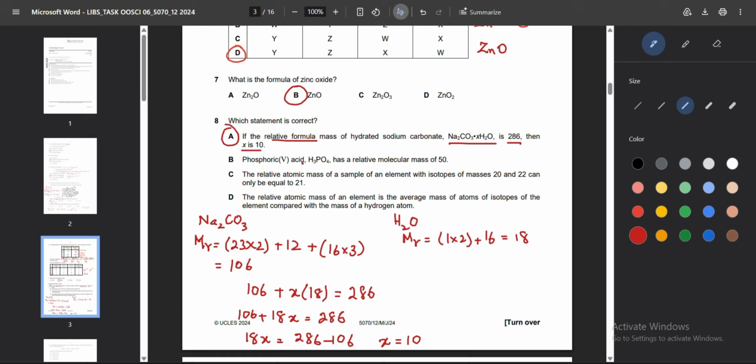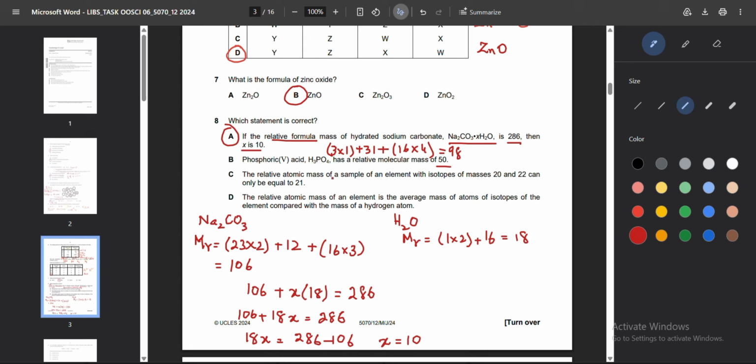But if you see the rest of the options as well, phosphoric acid H3PO4 has a relative molecular mass of 50. If you calculate it quickly, hydrogens means 3 multiplied by 1, plus phosphorus is 31, and O4 means 16 multiplied by 4, so the answer would be 98. So that means this is the incorrect one.